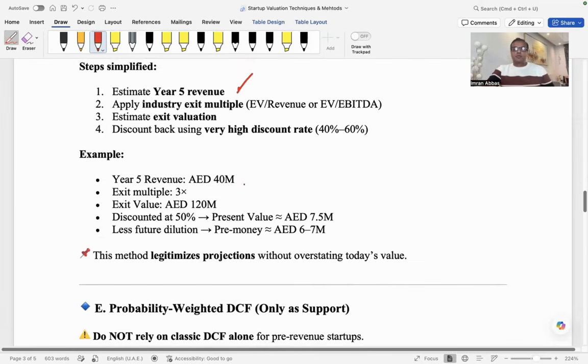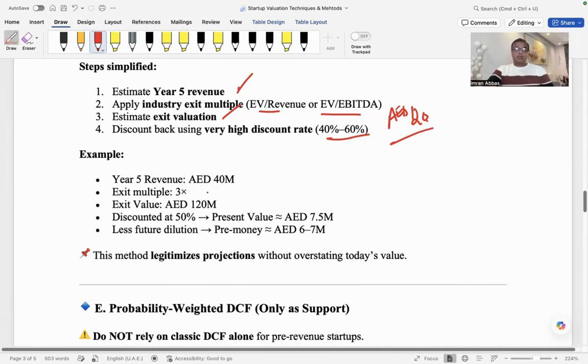Fine. So what would be the formula? EV to revenue or EV to EBITDA, both can be used. Estimate the exit valuation. So for the exit valuation, you can think that after 5 years, the company could be worth 120 million. Then you need to discount it back to today, taking the 5-year span, at a very high discount rate, 40 to 60%, not less than that, because it's a high-risk venture capital.